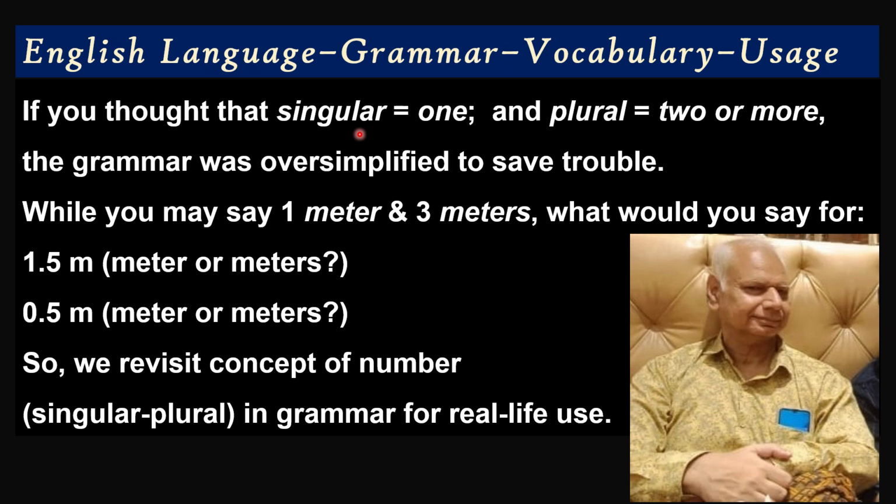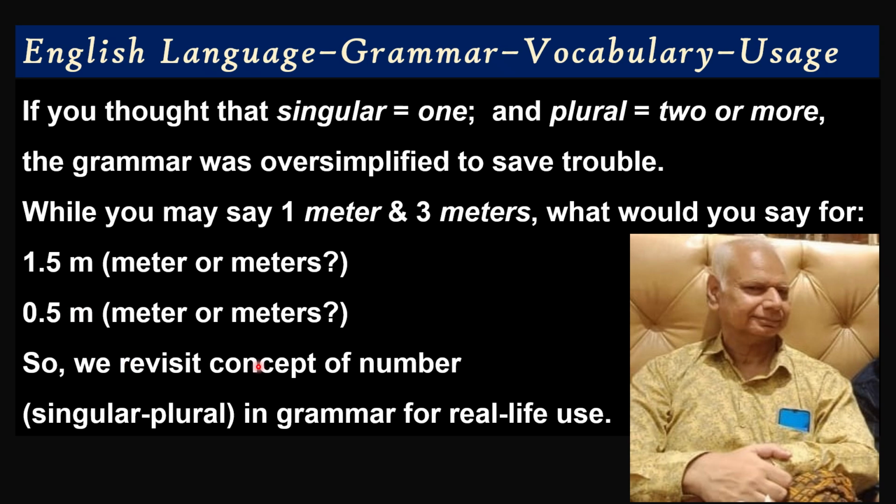If you thought that singular is equal to 1 and plural is equal to 2 or more, the grammar was oversimplified to save trouble. While you say 1 meter and 3 meters, what would you say for 1.5? Would you say meter or meters? Because it's not 2 or more. At the same time, it is more than 1. What would you say for 0.5, meter or meters? Because it is less than 1.